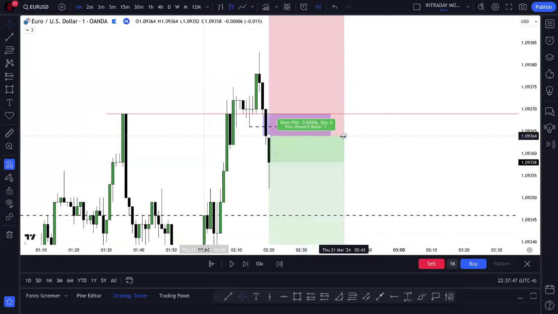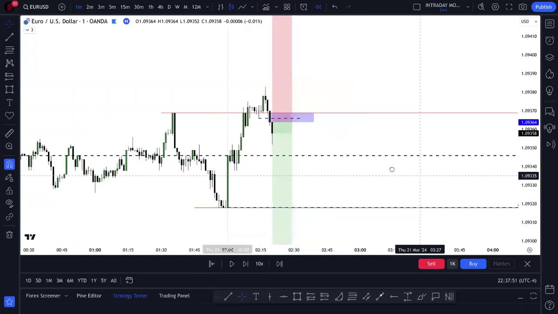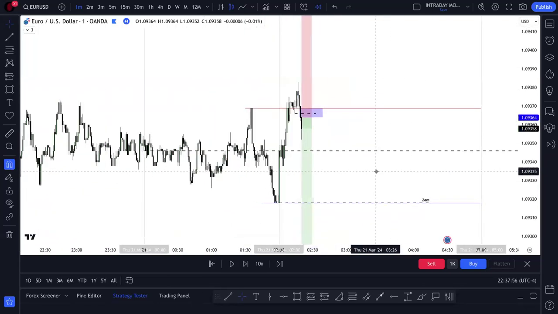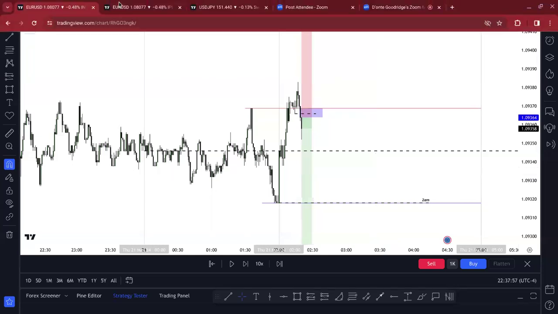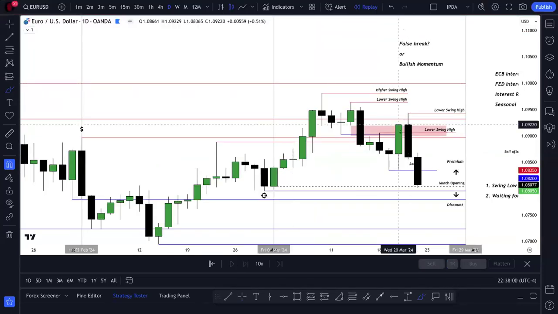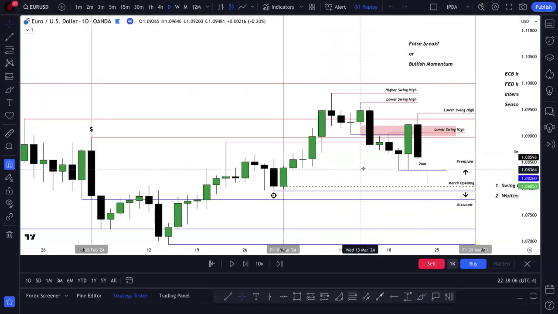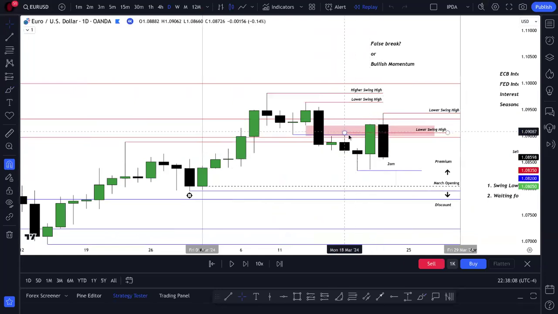There are several reasons why we're going short. One, we just had a raid on a buy side liquidity pool on the daily time frame. That was this right there. That raid here, that swing high. Raid on buy side liquidity pool.